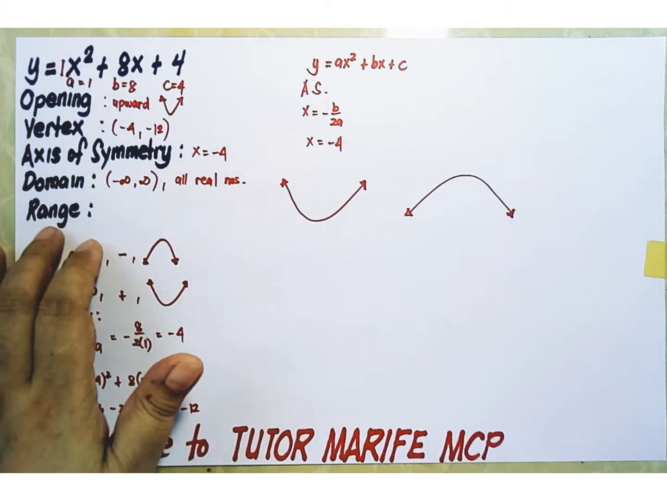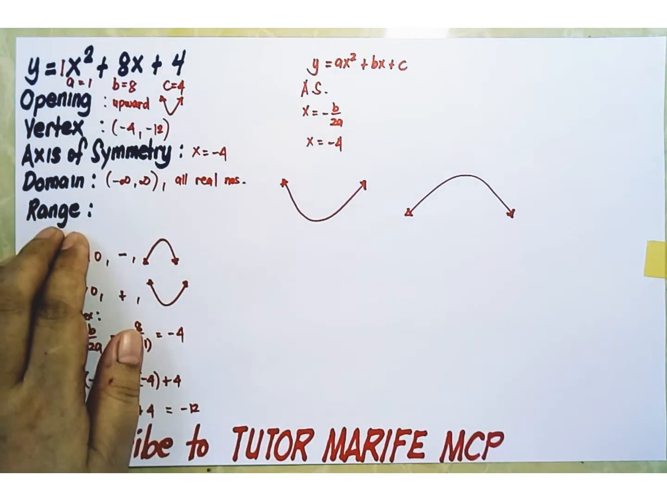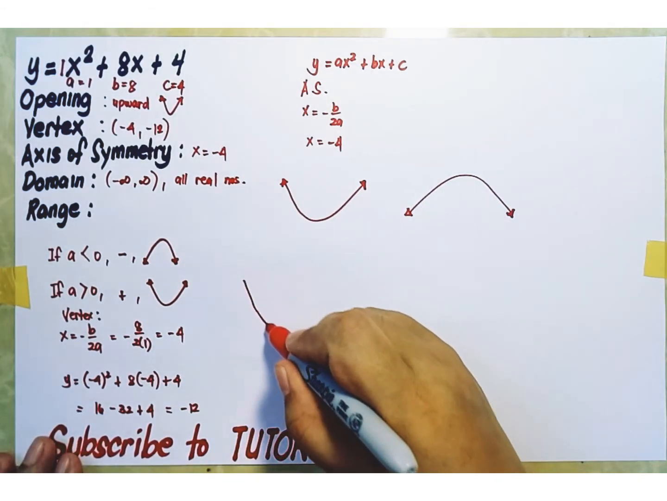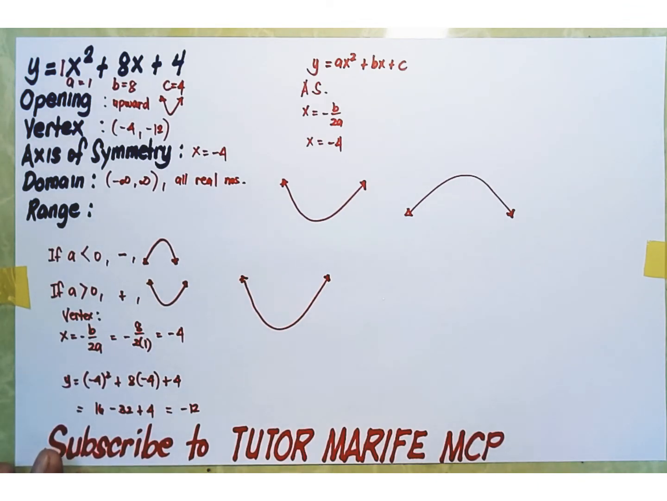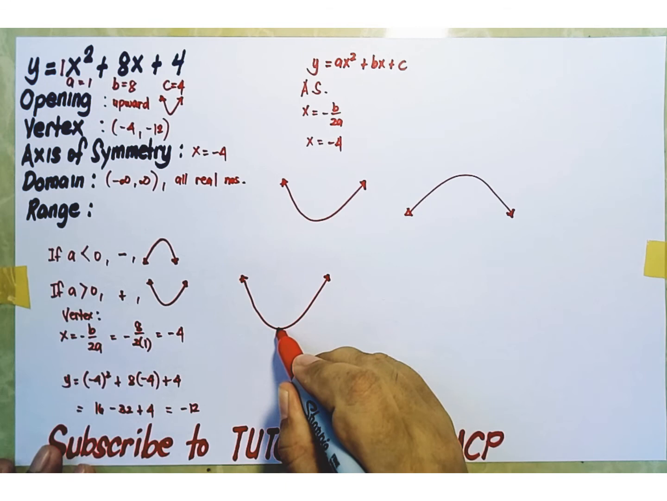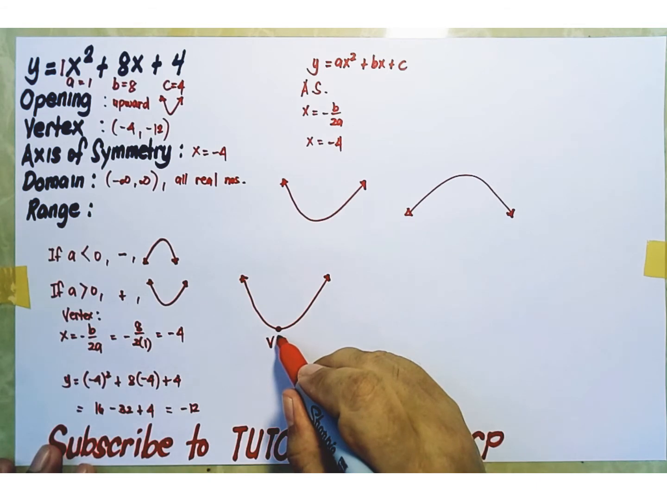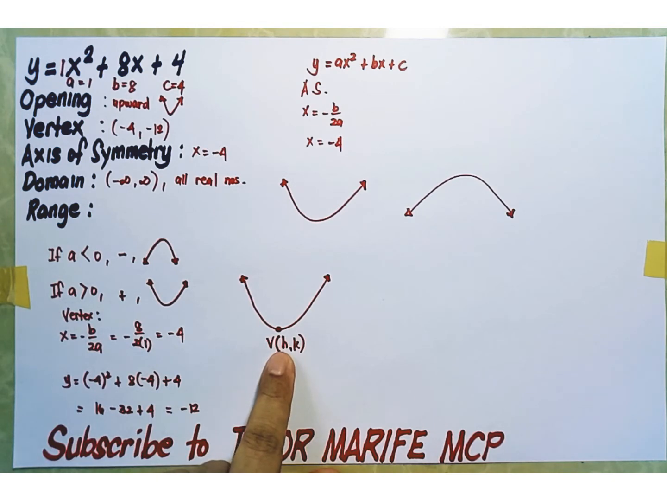Lastly, let's determine the range of the quadratic function. For the range, we need two pieces of information. What are those? The opening and the vertex of the parabola. Let's consider a parabola that opens upward. The vertex of a parabola is the minimum point of the graph. Let's represent the vertex as (h, k). H is the x-coordinate of the vertex, K is the y-coordinate of the vertex.